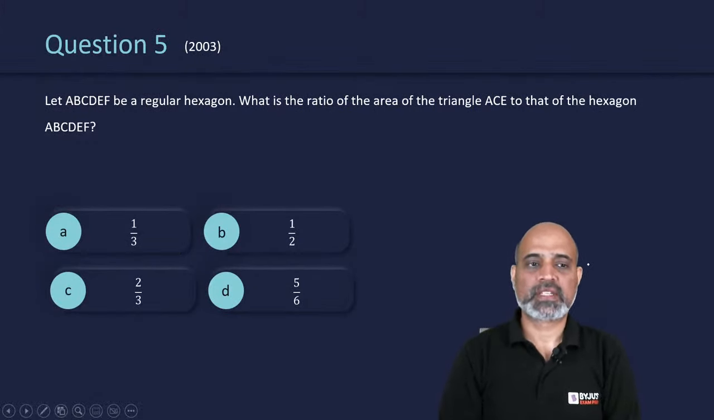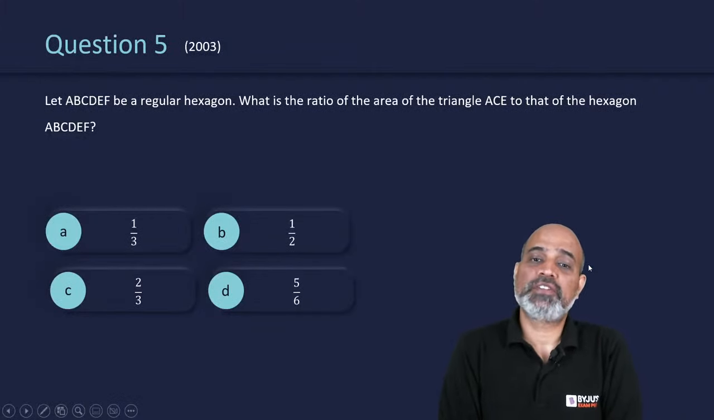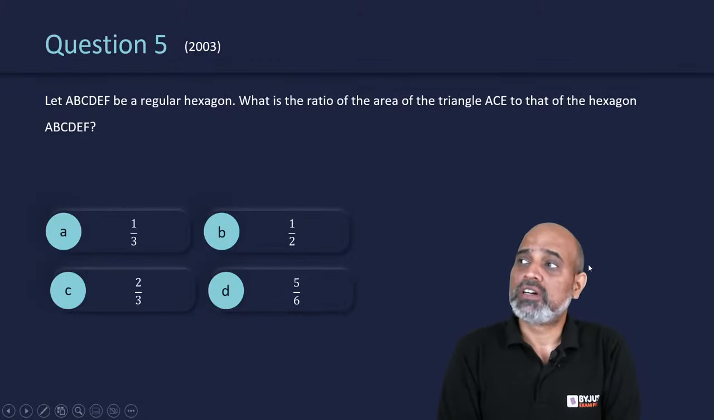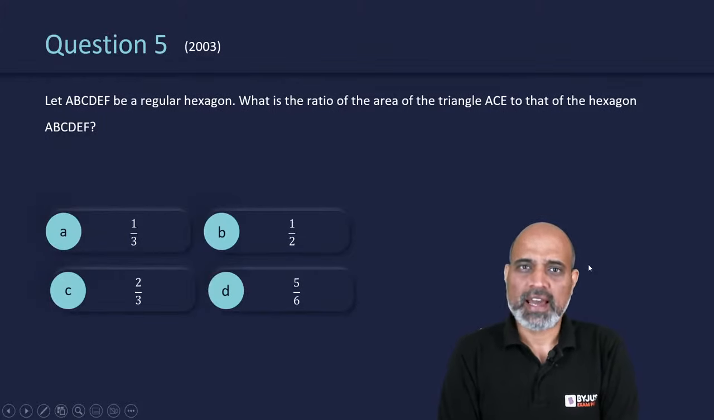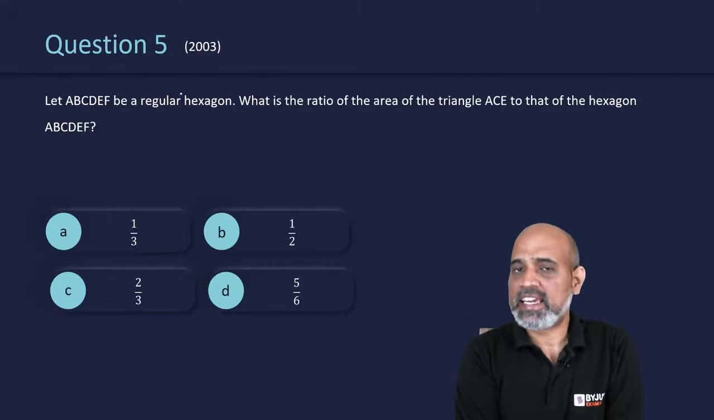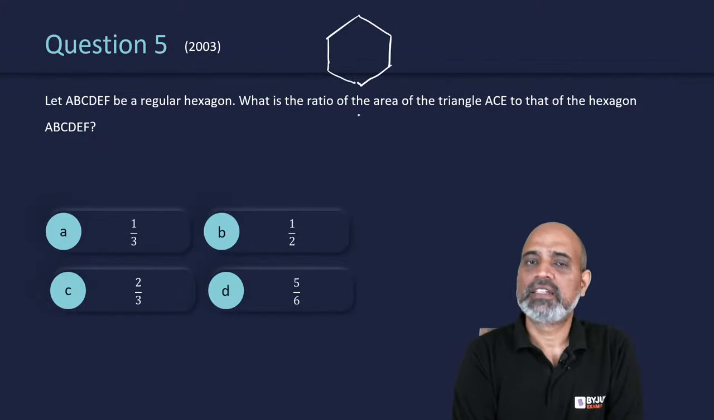Next question. Let ABCDEF be a regular hexagon. What is the ratio of the area of the triangle ACE to that of the hexagon? Whatever they have given. So again, a question based on geometry. To be precise, it's a mensuration question and we have to deal with areas, right? So if you have solved questions on a regular hexagon, you will realize there are a lot of patterns in the areas, in the perimeters, in the length of the sides. Okay.